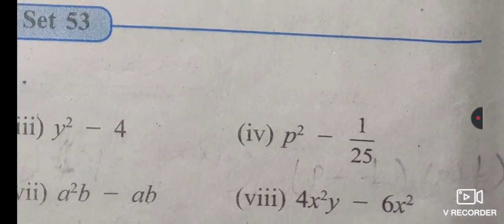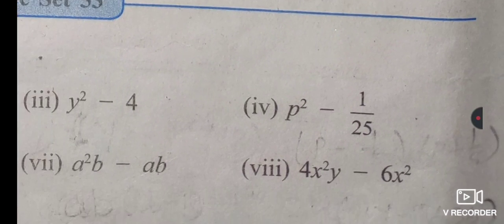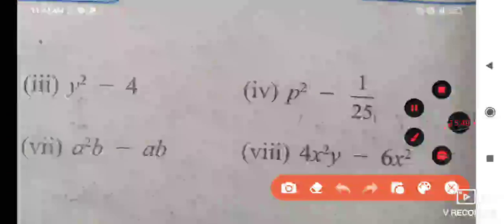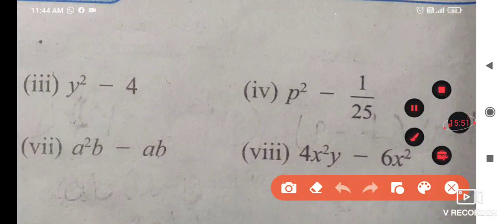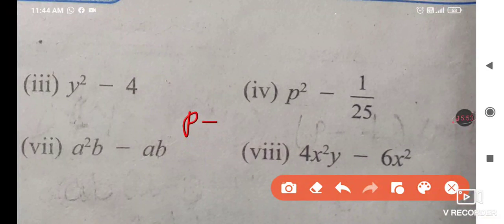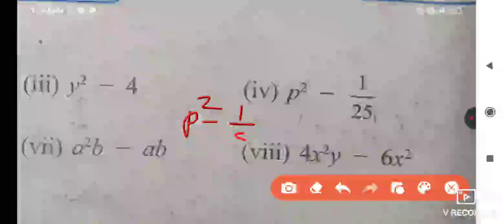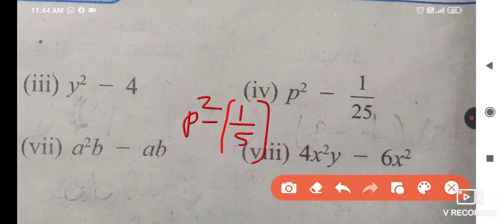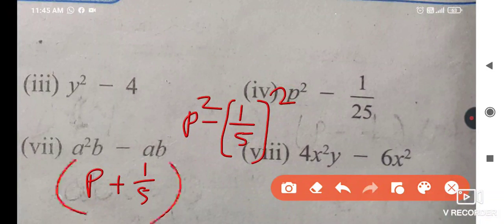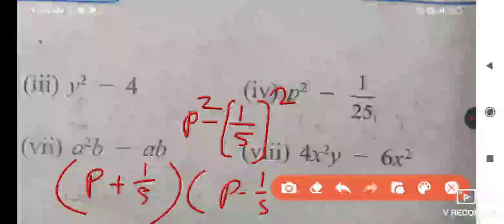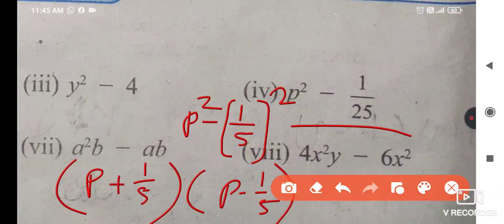Now in the 4th example, a fraction came in the denominator. Here also it is very easy. What we have to do here: p square minus 1 upon 25. The square root of 1 is 1, and the square root of 25 is 5, each in a square. Now you do the factorization: p plus 1 upon 5 is the first bracket and p minus 1 upon 5 is the second bracket. So we have to solve the example in this way.